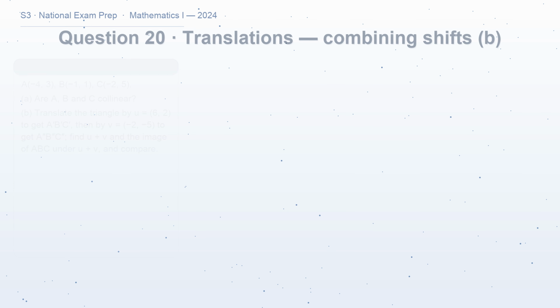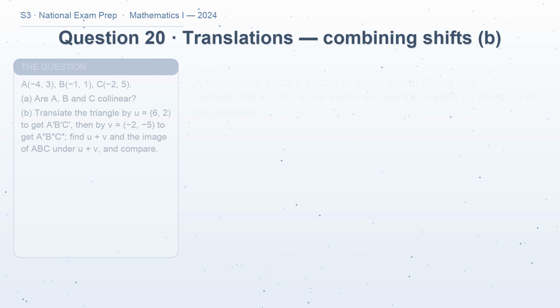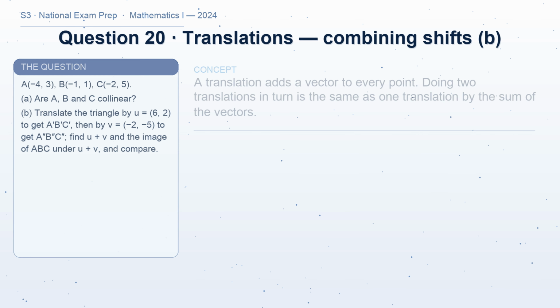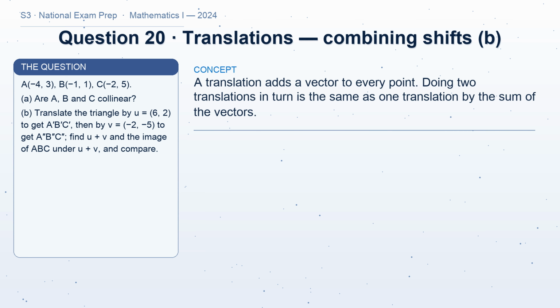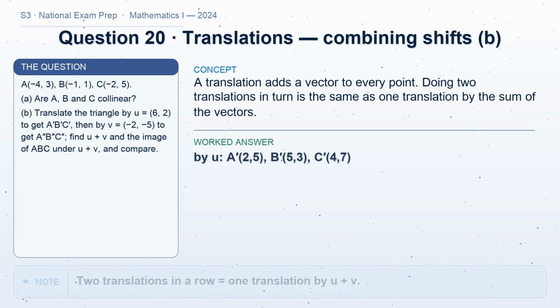Question 20, Part B. First translate the triangle by U, which is 6, 2, then by V, which is -2, -5. A translation adds a vector to every point. The key idea is that two translations, one after the other, give the same result as a single translation by the sum of the vectors.